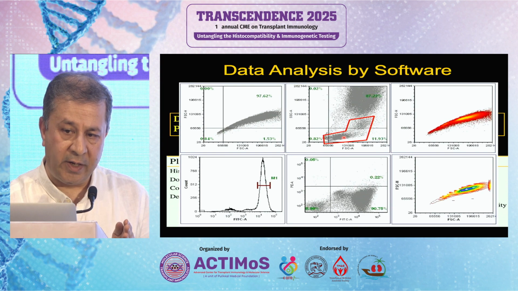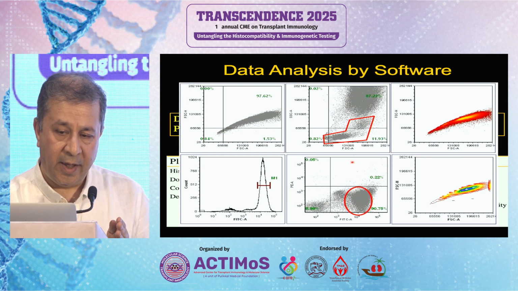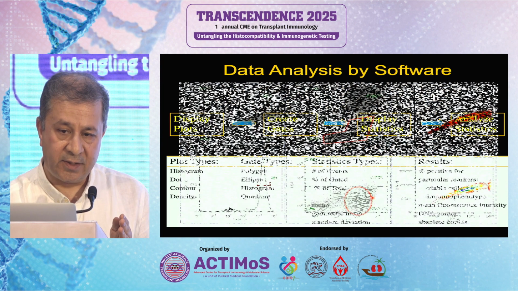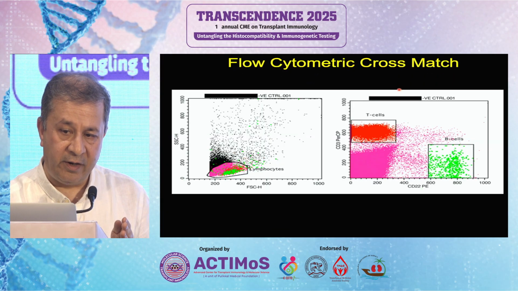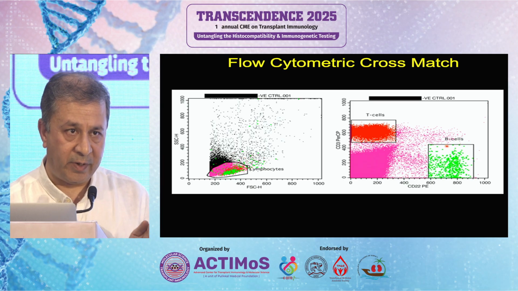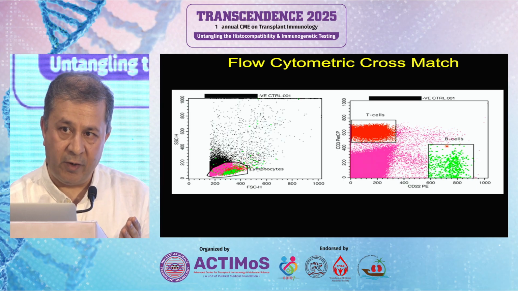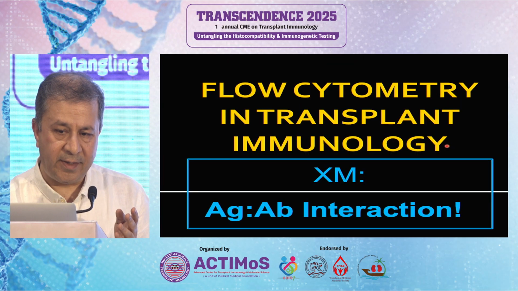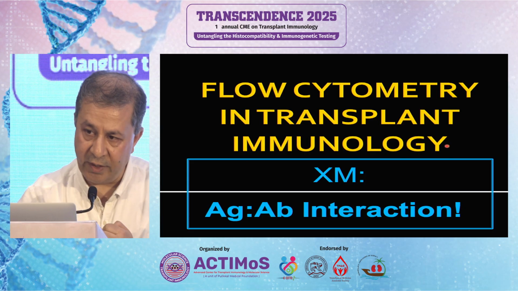You are putting up a gate around the mononuclear cells over here, and then on T or B cells, and subsequently you are able to identify T cells and B cells very clearly, and on them you are eventually identifying the presence of an antibody by way of median channel shift. So it's nothing but an antigen-antibody reaction which you're trying to figure out.